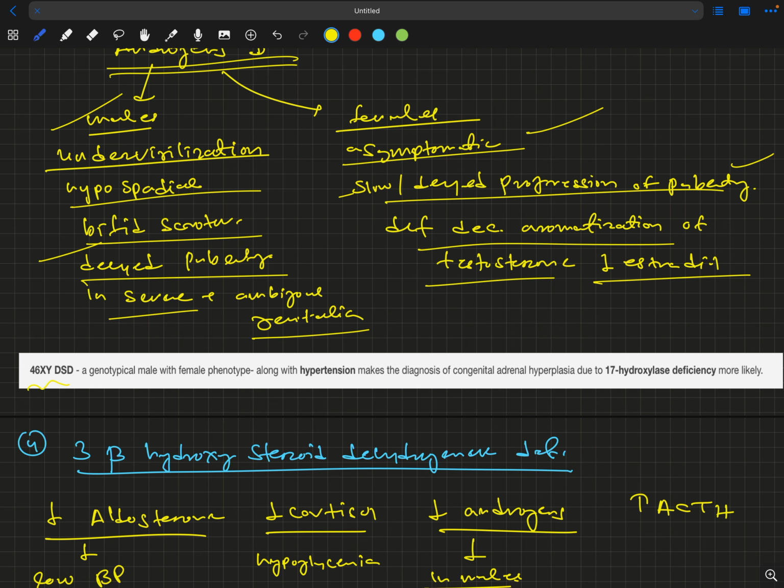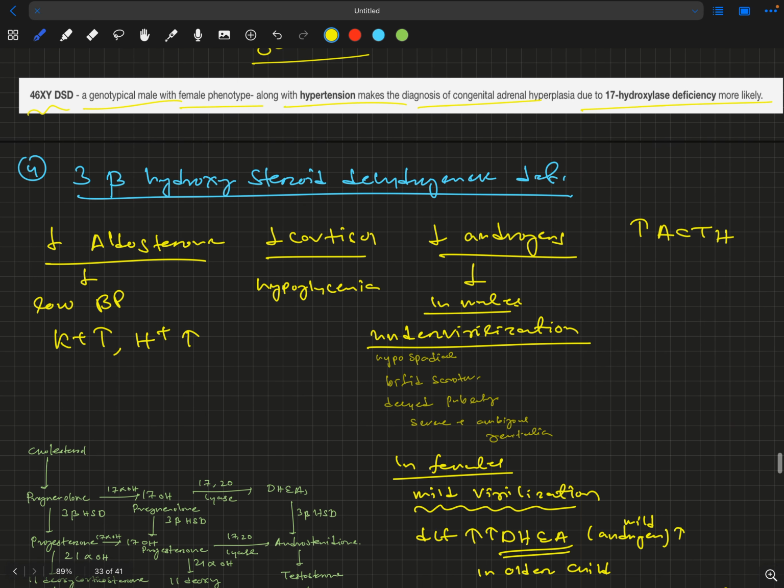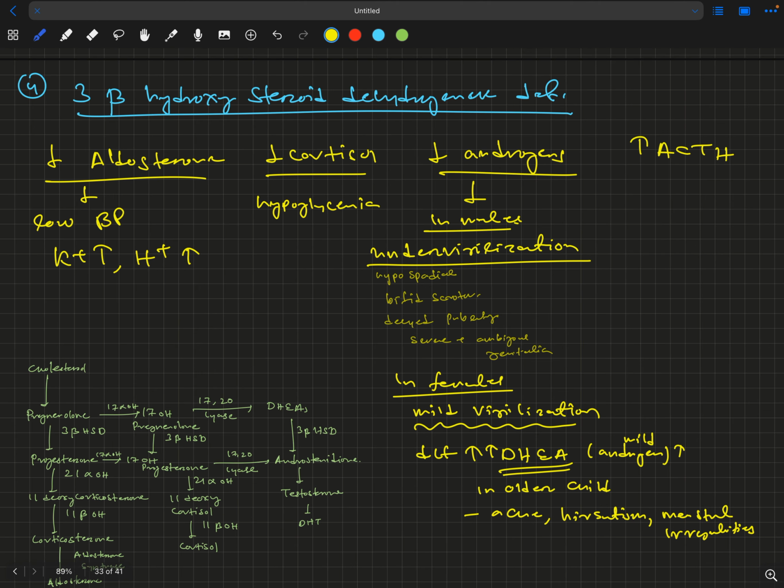So it is 46XY, that is a male child, disorder of sexual development, DSD, genotypical male with female phenotype, because there is no androgen here. So genotypical male with female phenotype along with hypertension is more likely a diagnosis of congenital adrenal hyperplasia due to 17 alpha hydroxylase deficiency. Now let's discuss 3 beta hydroxysteroid dehydrogenase.